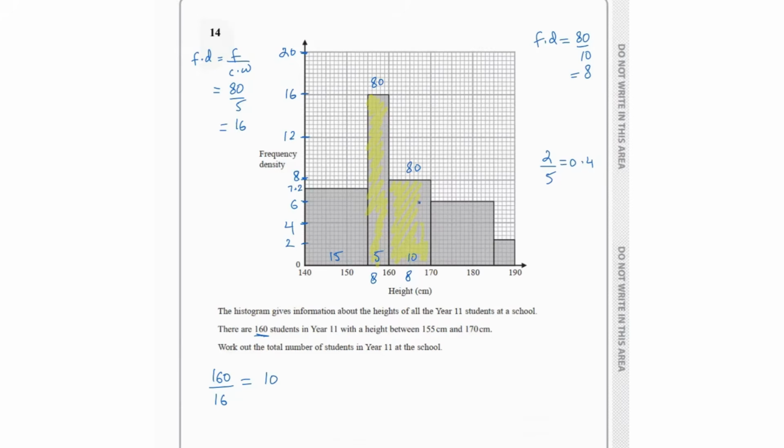This is 7.2. And this one is 8. This is going to be 6. And this is 2.4. So to find the frequency for each, for the first, it's going to be 7.2 times 15, which equals 108. Then for this part, 170 to 185, 6 times 15, that's 90. And lastly, from 185 to 190, 2.4 times 5, that's 12.